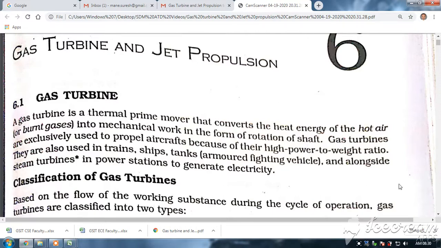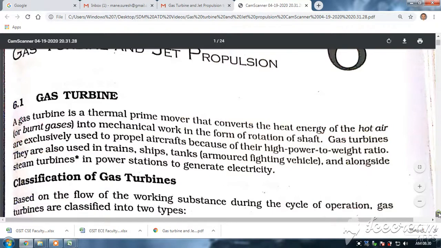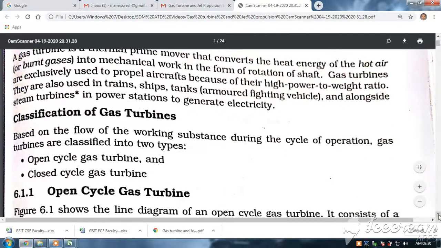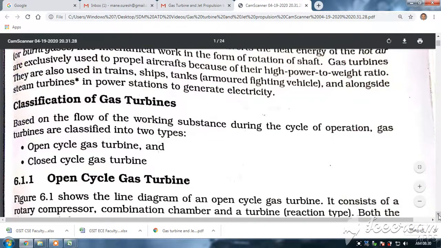Actually, gas turbines are not used very frequently in India for power generation, but in other countries, gas turbine is used for power generation. Combined cycle: first, you generate power by gas turbine at a very high temperature, and then that heat is used by the steam turbine. That is in combined cycle power plants. Okay, they are also used in trains, but not in India. You can find them in power plants and aeroplane engines.